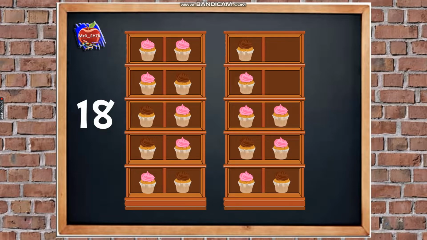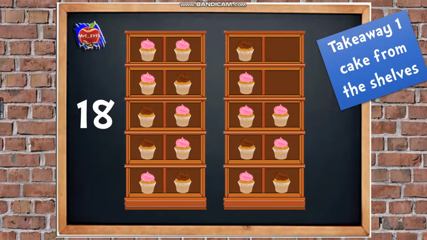Right, now let's see. Oh, it says we're going to take away 1 cake from the shelves. So if we're taking away, are we counting forwards or are we going to count backwards? Yeah, we're going to count backwards, aren't we? So we're going to count down from 18. Are you ready? So we're going to go 18, 17, because we've taken that one away.